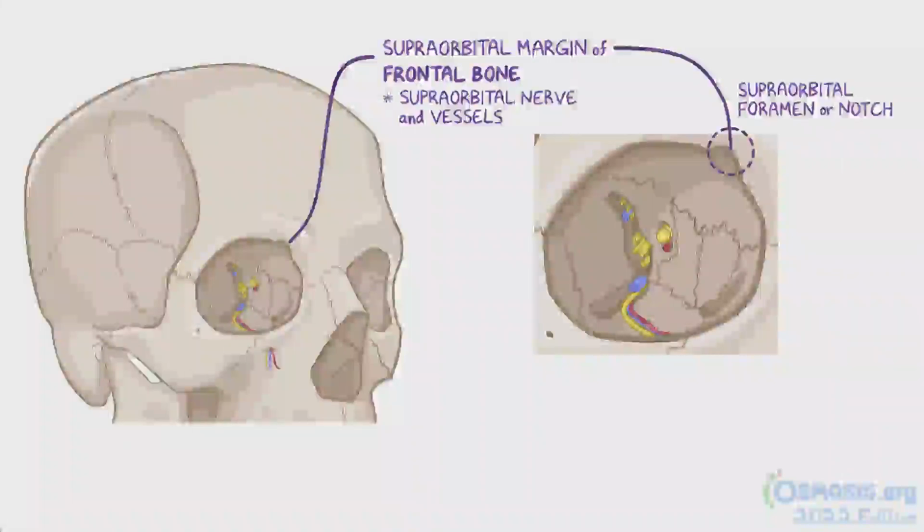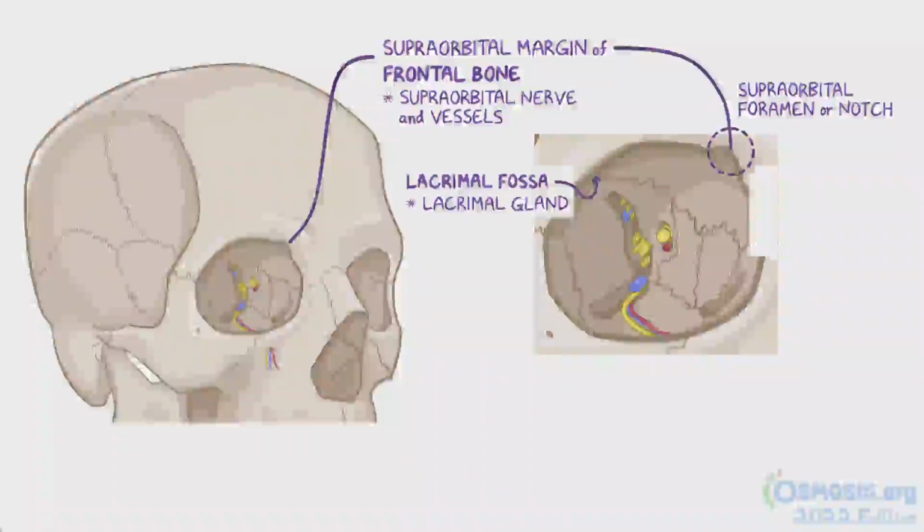Moving on to the inside of the orbit, on the anterolateral part of the roof of the orbit, there's the lacrimal fossa, a depression in the frontal bone that houses the lacrimal gland. Now, in the apex of the orbit, there's the optic canal, in the lesser wing of the sphenoid, through which the optic nerve and the ophthalmic artery pass.